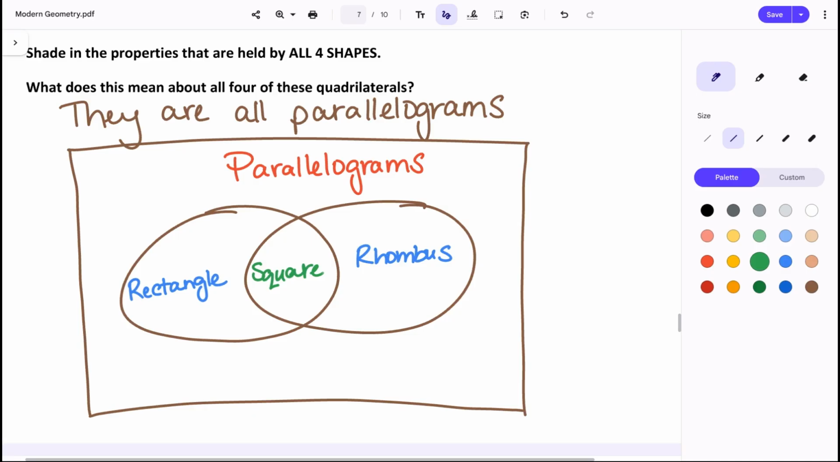Okay, so we're going to talk about the trapezoid next week and what makes him so different from all of these other shapes. Okay, do we have any questions about squares or this page that we just filled in?